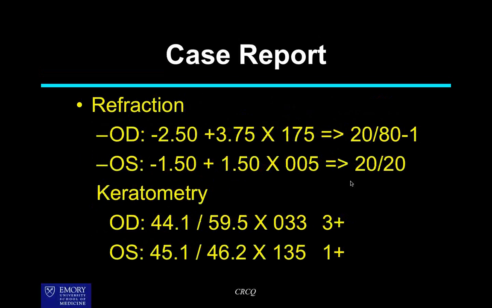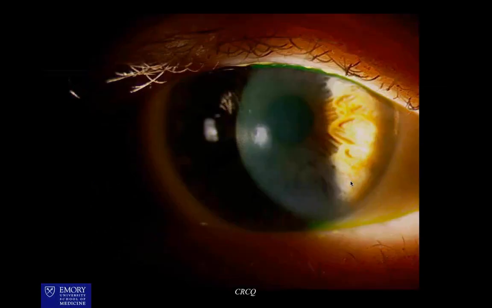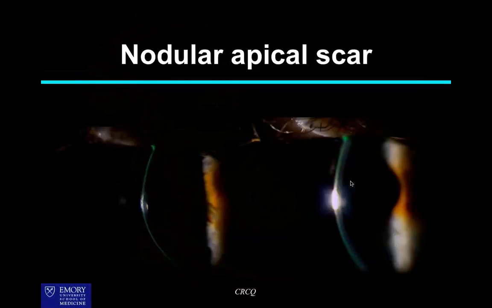Refraction, minus 2.50 plus 3.75 against the rule with a 20/80 on the right eye, minus 1.5 plus 1.5 in the left eye with 20/20. And the left eye is unoperated at this point. The right eye was the more significant irregular astigmatism eye. It's a picture of her cornea. She's got a little bit of haze. There is an apical scar with some haze present there.